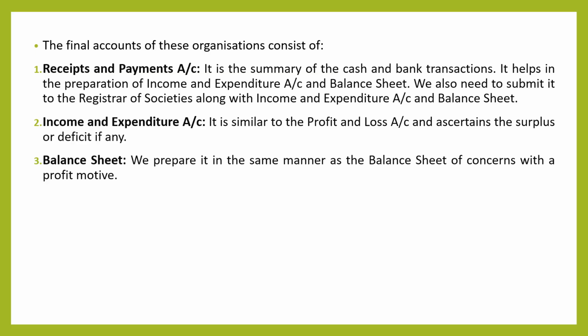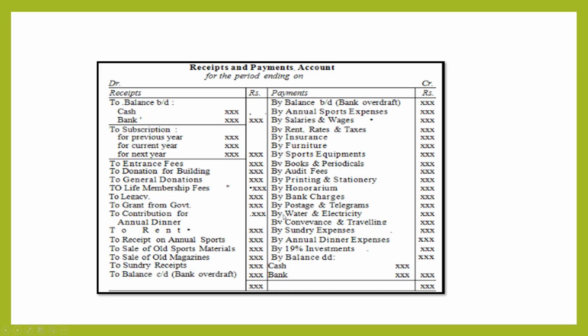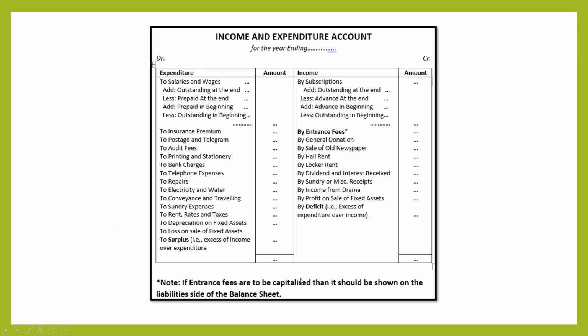This account is very important from the point of view of non-profit organizations because they are more concerned about their cash position instead of surplus or deficit as shown by the income and expenditure account. These organizations can achieve their objectives only when they have sufficient cash to execute their programs. Thus, non-profit organizations prepare a receipts and payments account to throw light on their cash positions. This is the format of the receipts and payments account. Next we move on to the income and expenditure account.